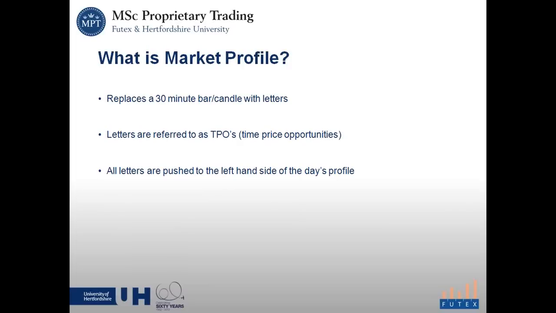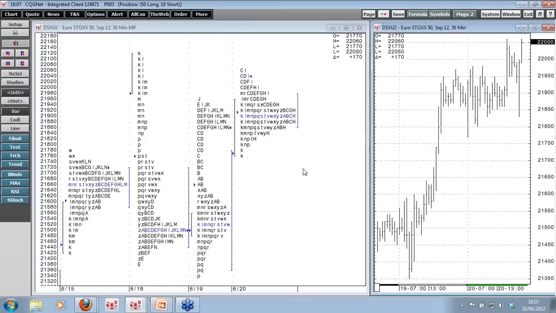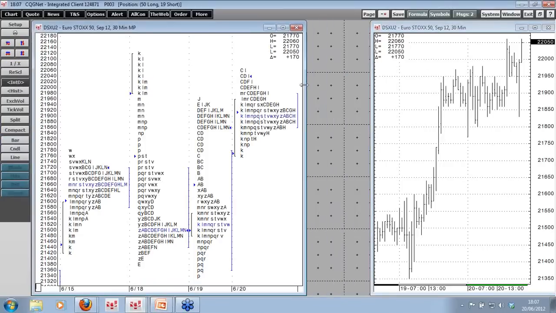Okay, so what market profile is doing is it's replacing a 30-minute bar or candle with letters. Okay, those letters are referred to as TPOs, or time price opportunities. And all it simply is doing is all the letters are pushed to the left-hand side of the day's profile. So what I'll do is I'll go to the charts and I'll actually explain what I mean by that. Okay, so if I just move this over.